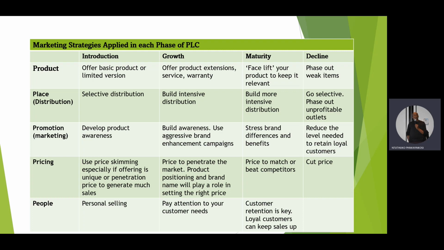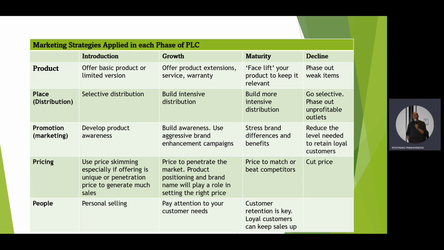Under decline phase, you are phasing out weak items. Now people have lost the interest in your product. So what is the need of continuing improving your product? What is the need of continuing to offer other versions of your product? So now you are phasing out weak items, right?